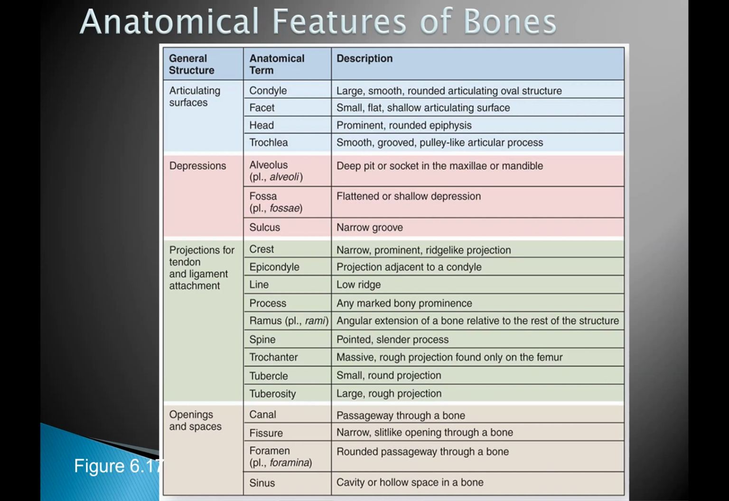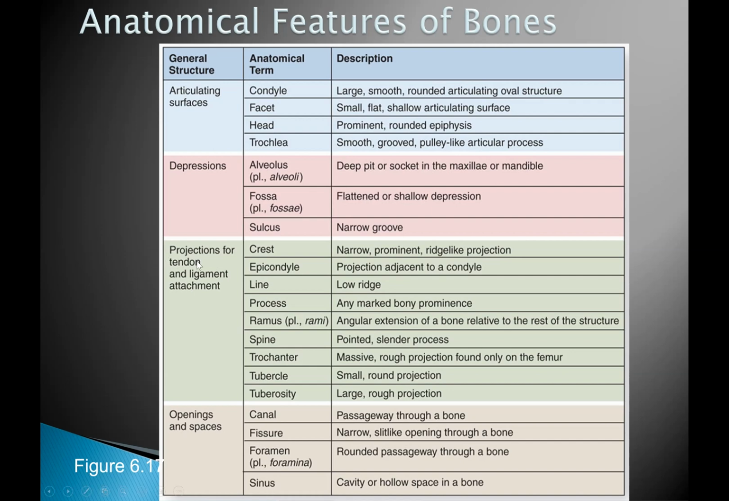You'll see when condyles pop up, heads pop up, trochlea pop up, and then you'll remember that these are articulating surfaces and what they look like, and they'll help you when you learn about the bones. The next general structure is a depression, and these are pits or pockets or grooves. An alveolus, fossa, sulcus, these are pits on the bone surface where other things can attach to, like tendons or ligaments or other bones. Talked a little bit about this before.